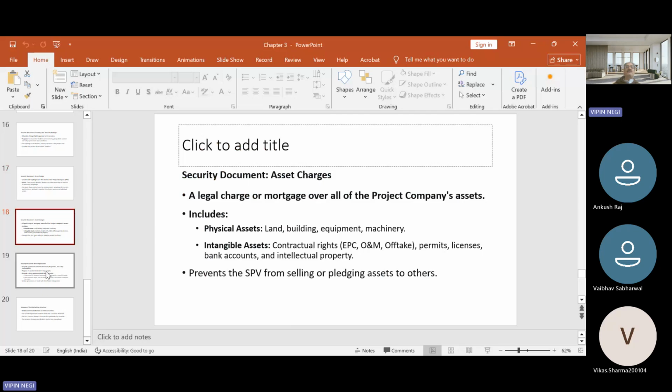So security documents, asset charges, as I said, a legal charge or mortgage over all the project company's assets, which includes physical assets, as I mentioned earlier, then intangible assets, such as contractual rights, permits, licenses, bank accounts, etc. The intellectual property rights are also part of that. And next one is, it prevents the SPV from selling or pledging assets to others.